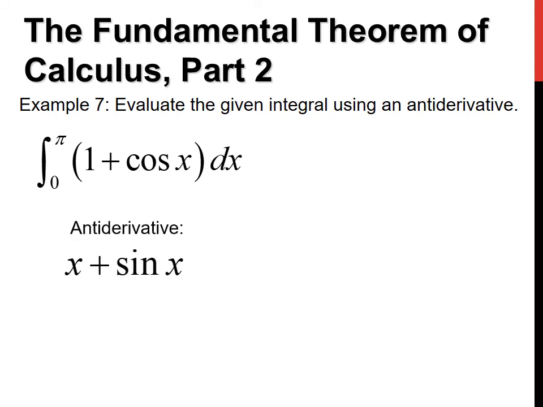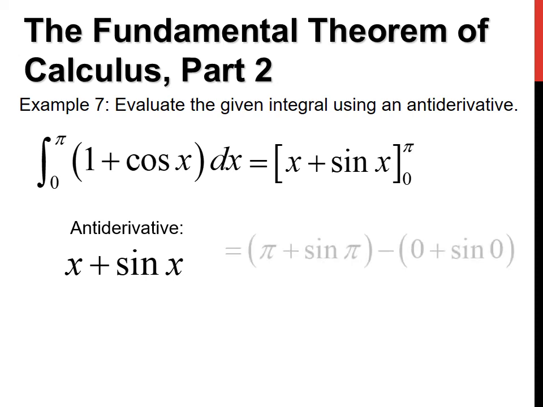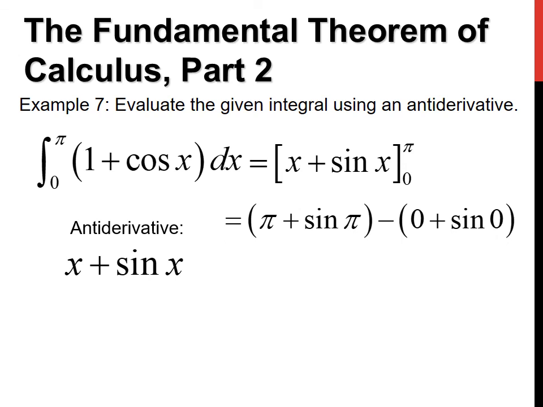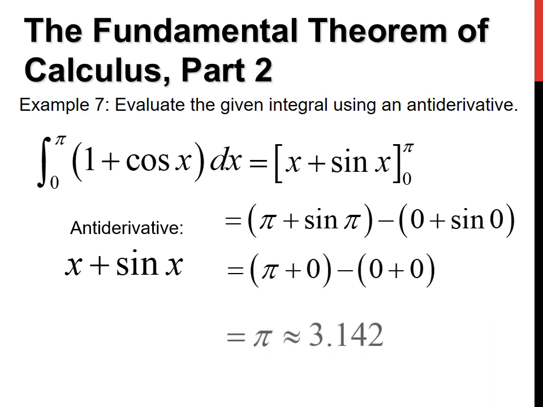But x plus sin x has to be evaluated from 0 to pi, which can be obtained by plugging in pi first, which gives you pi plus sin pi, and obviously sin pi is 0. And again, plug in 0 in the expression. 0 plus sin 0 is 0 in aggregate. So you will have pi, which is 3.142, as the integral of the given function.